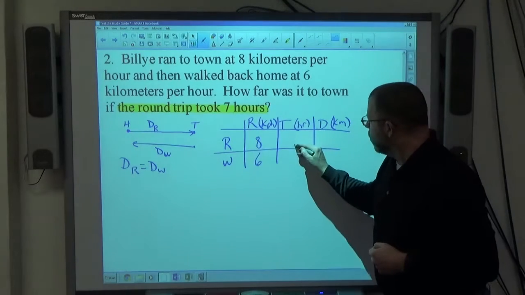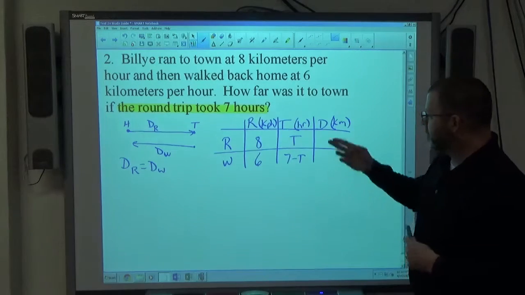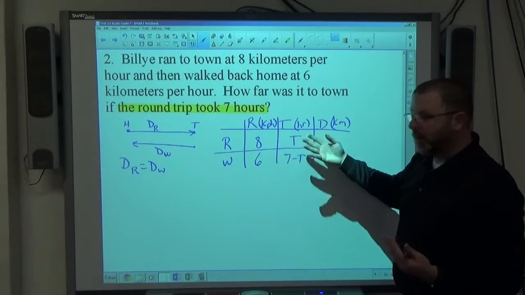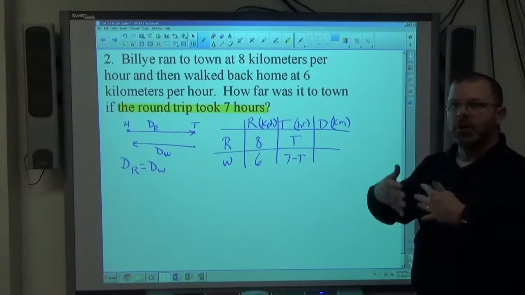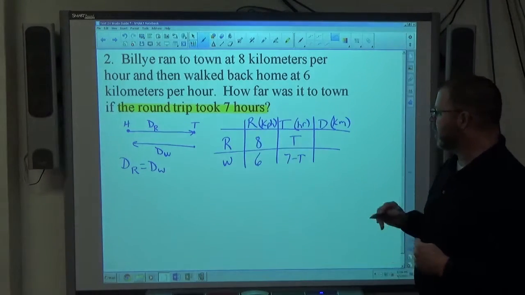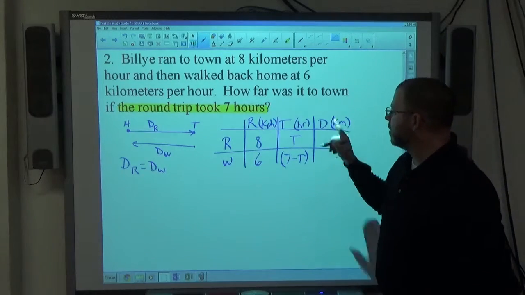So one of the times is t, the other is what's left over, which is 7 minus t. For example, 2 hours, 7 minus 2 is 5. 2 and 5 make 7. 3 hours, 7 minus 3 is 4. 4 and 3 make 7 hours. So if you set it up that way, total minus t, that's going to be the setup. That's a binomial, so distributive property is necessary.